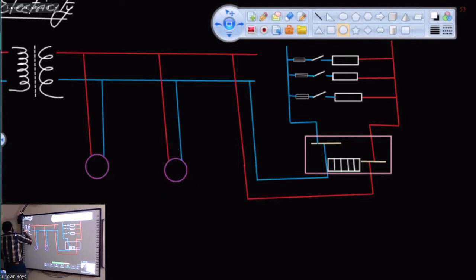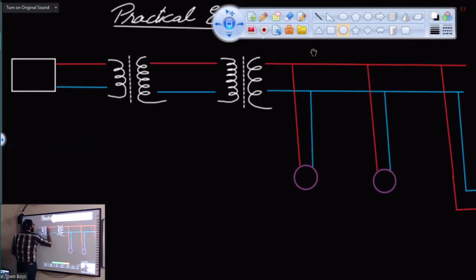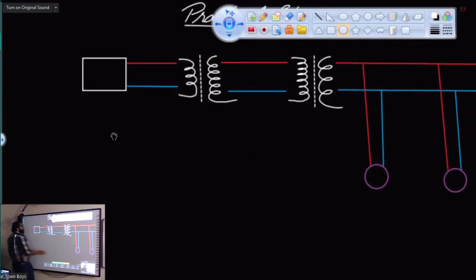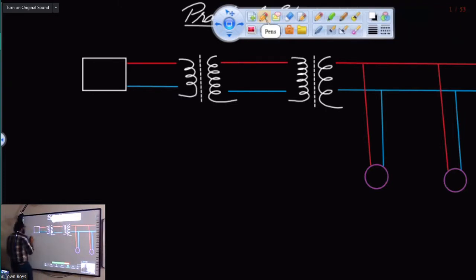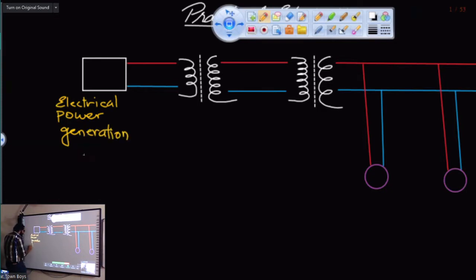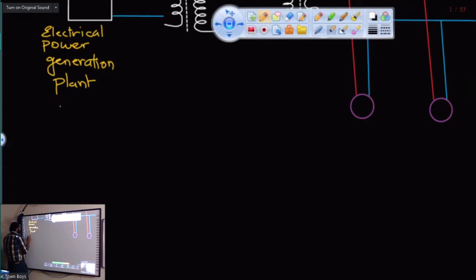First of all, starting from this very point, I'm going to label each section. So the first part is the electrical power generation plant. For example, a hydroelectric power plant or a nuclear power plant. I'm just writing it down here so that you can understand.